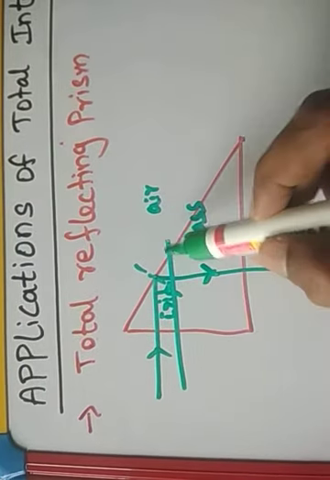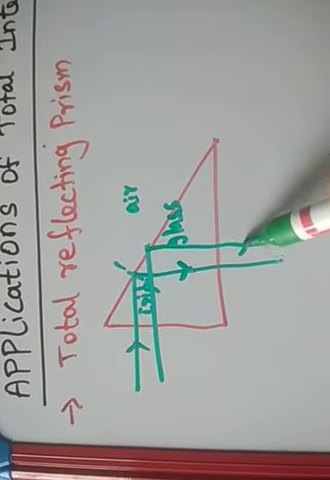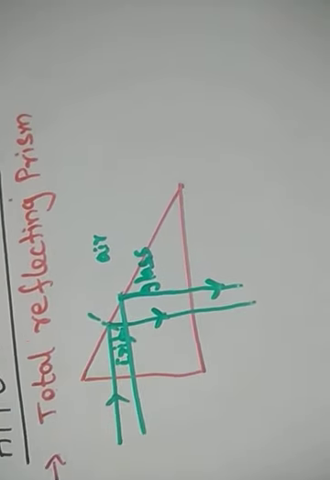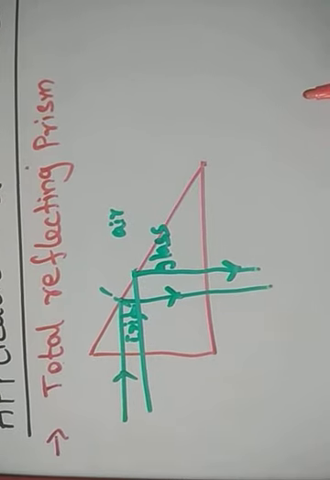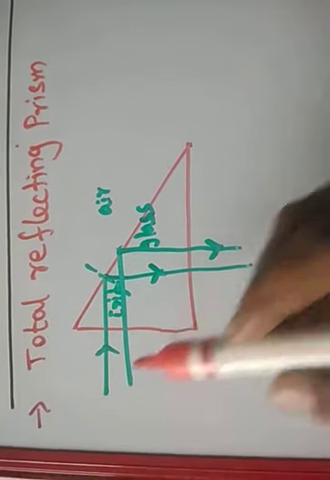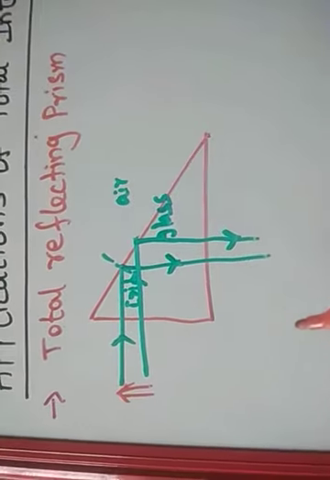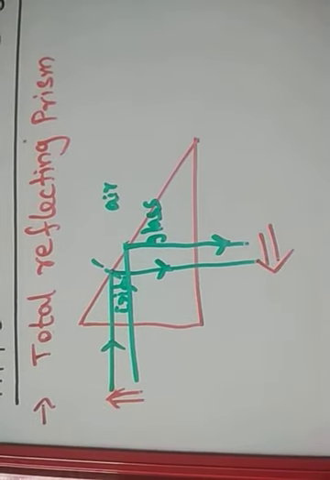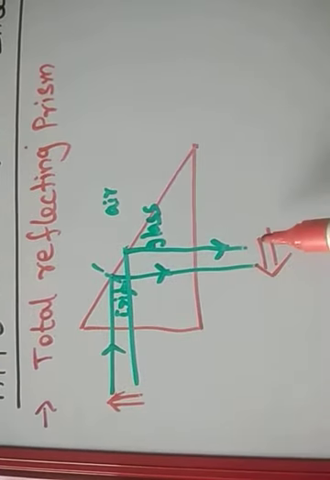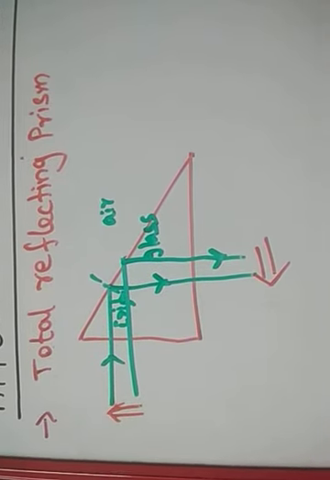Similarly, in the same manner, when the light hits here, it will be reflected. So this is a deviation of the ray by 90 degrees. When the object is at this height, the image will be formed in this manner. This is the object, this is the image, so it is rotated by 90 degrees.